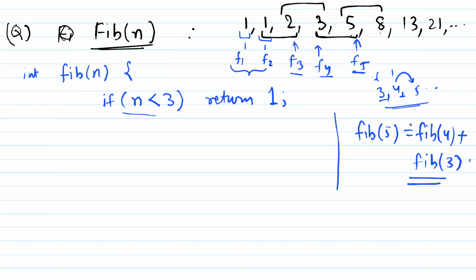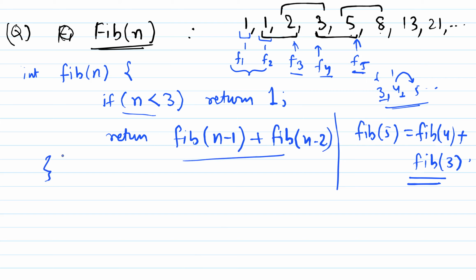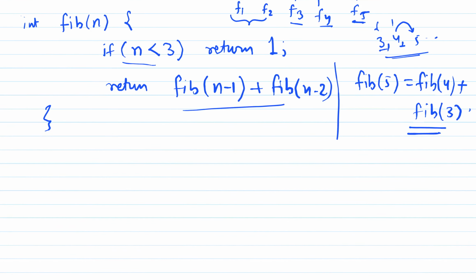So in this case, using this you can get an idea that otherwise return fib(n-1) + fib(n-2). Although this recursive approach is not a good approach for Fibonacci, since you will be solving the same subproblems multiple times. So let's draw the recursion tree.